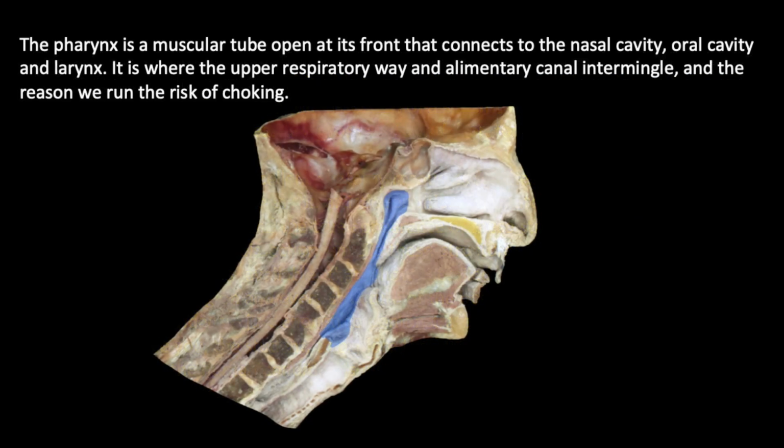The pharynx is a muscular tube open at its front that connects to the nasal cavity, the oral cavity, and the larynx. It is where the upper respiratory way and alimentary canal intermingle, and the reason we run the risk of choking. Let's start the dissection of the pharynx.